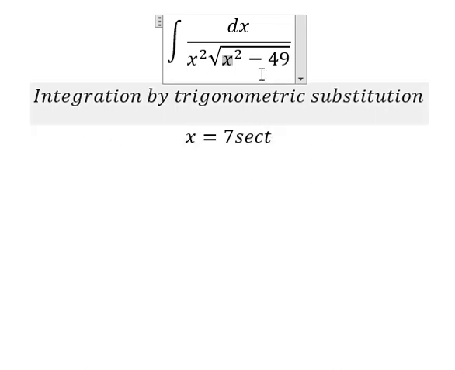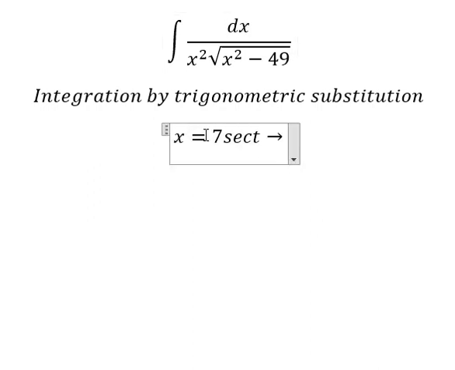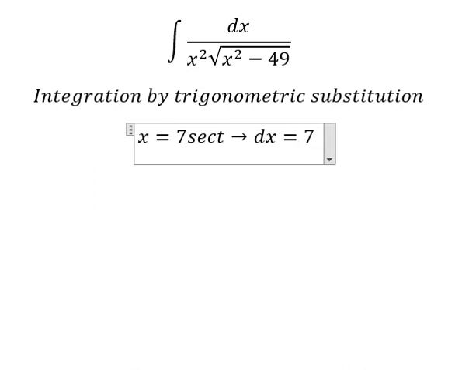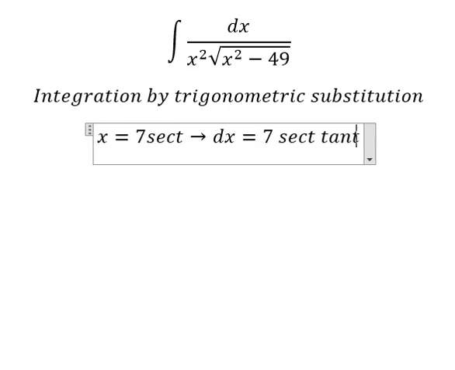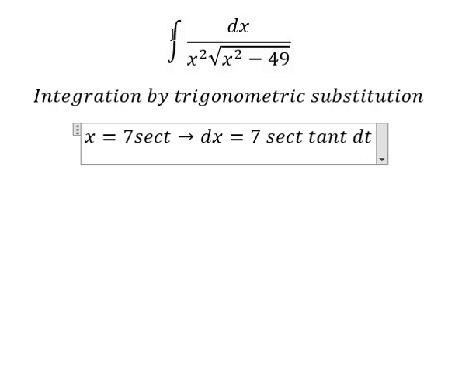Secant of t squared minus 1, we change to tan t squared, and later we simplify the square root. For the ds, we first take the derivative of both sides, and we have 7 secant of t tan t dt.